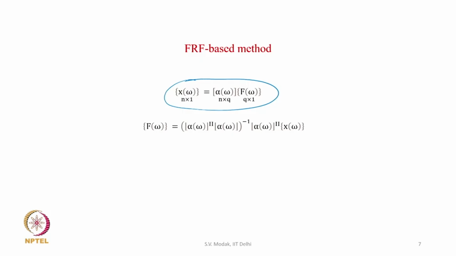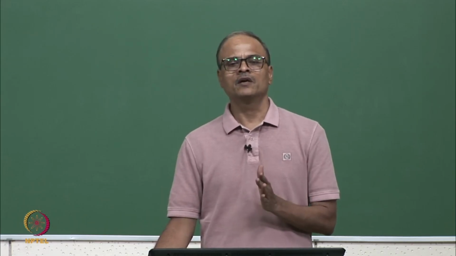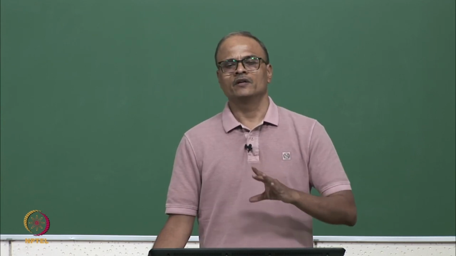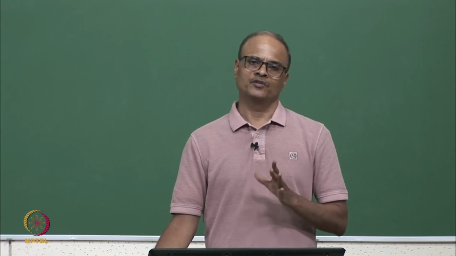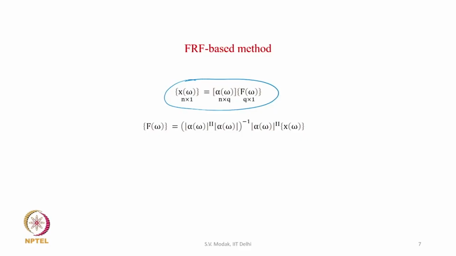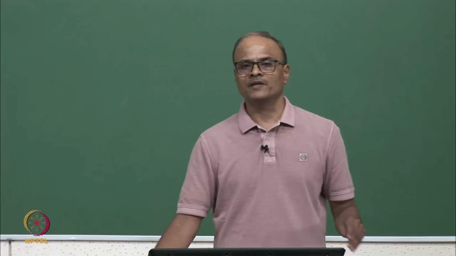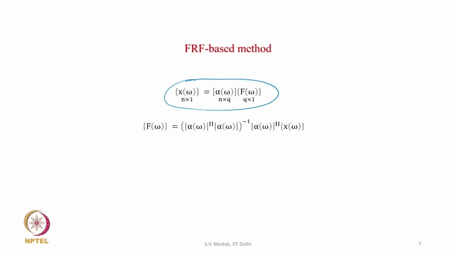To solve this linear equation in a unique way, we ensure that the number of measurements n is more than the number of forces that are to be determined, that is q. This way the equation will be an overdetermined set of linear equations, and then we use a least square solution to solve these equations. The least square solution is given by this equation: f of omega is equal to the inverse of the product of the Hermitian transpose of alpha multiplied by alpha, and this is multiplied by the Hermitian transpose of alpha. Because alpha in general is a complex matrix, Hermitian transpose is taken here. This equation gives us the estimate of f.